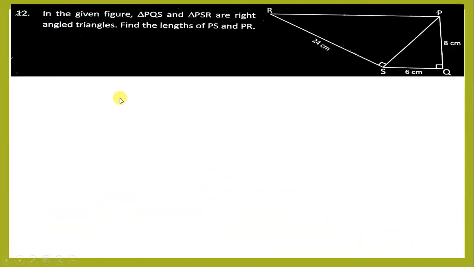Now the next we have, in the given figure, triangle PQS and triangle PSR are right angled triangles. So here this is PQS and PSR, right angle triangles. Find the length of PS, this one, and PR. So implement the same using the Pythagoras theorem. You will easily get the hypotenuse. This hypotenuse will become the perpendicular of triangle PRS, and from that you can easily calculate the length of PR. Clear? Very easy. So we'll start here doing the solution.